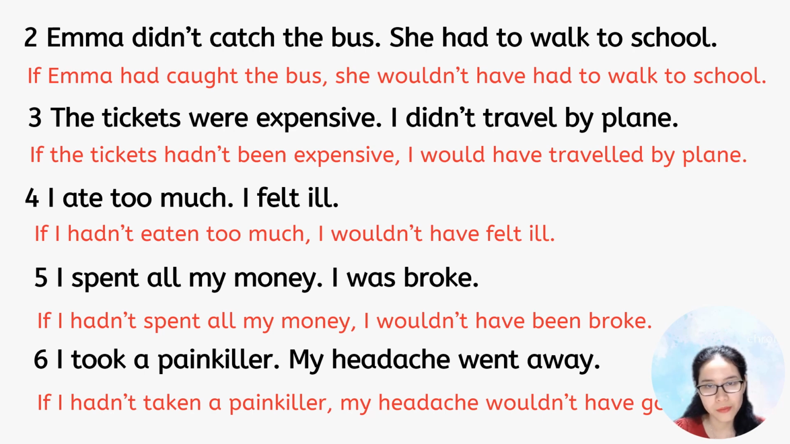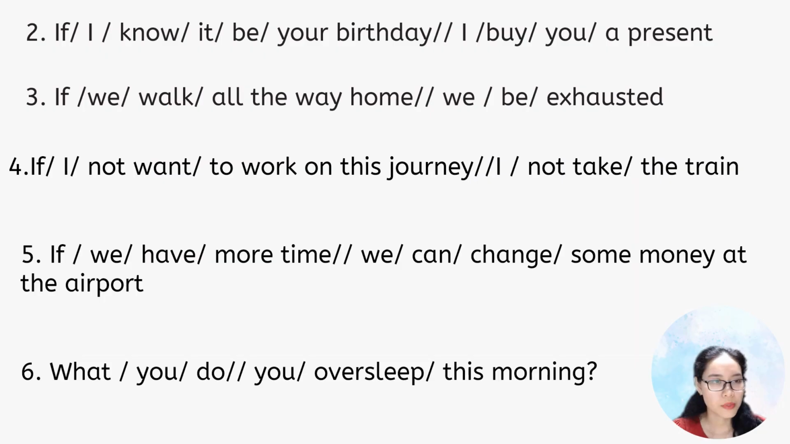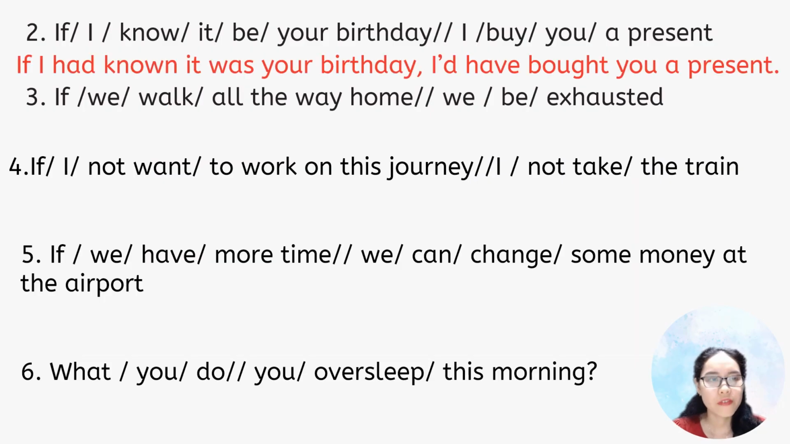Well done. Exercise 4. Write sentences and questions in the third conditional. So you need to pay attention to the questions. Ở bài tập này các em hãy chú ý tới những câu nào là câu hỏi và chúng ta hãy cẩn thận làm cho đúng nha. So number 2. If I had known it was your birthday, I would have bought you a present.